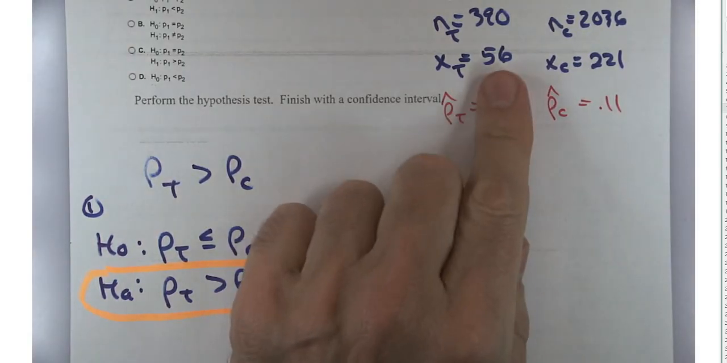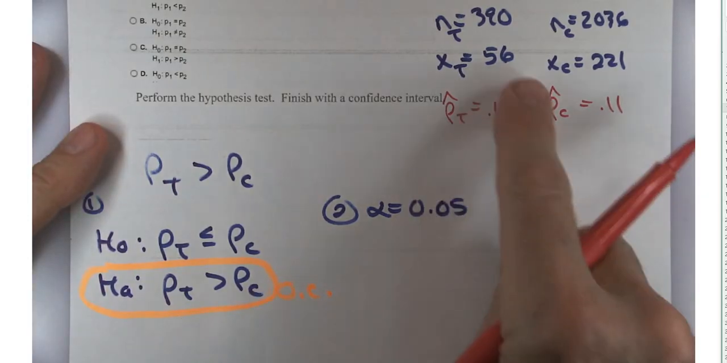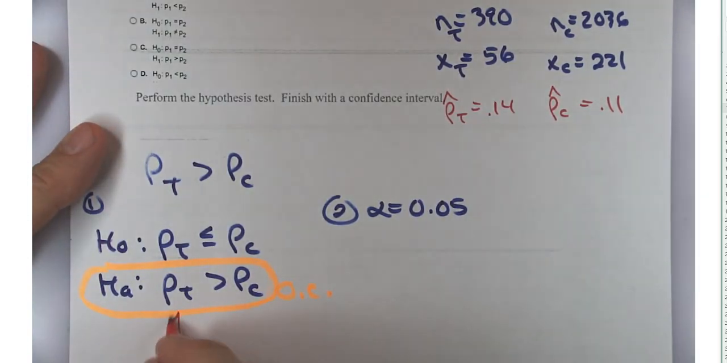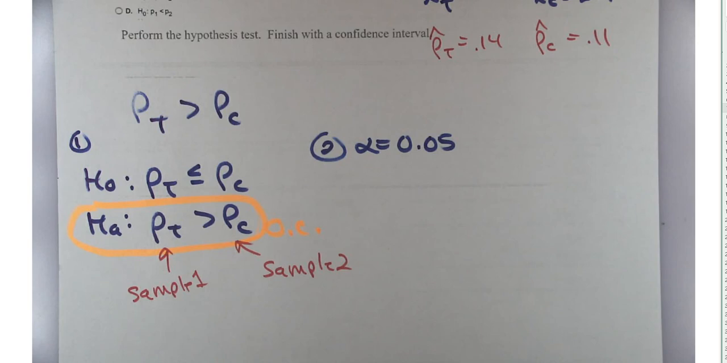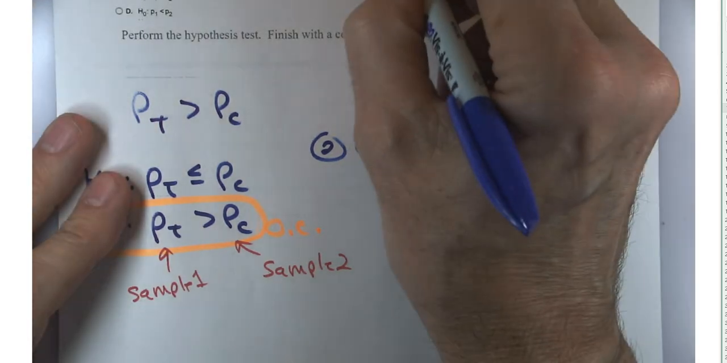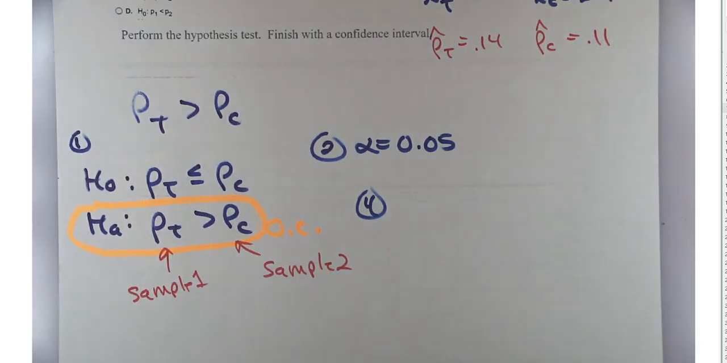Now when you put this in, P sub T is going to be your first sample, so that's sample 1 data, and that's going to be sample 2 data. Let's go in and put those numbers in and get our p-value. So let's do that.